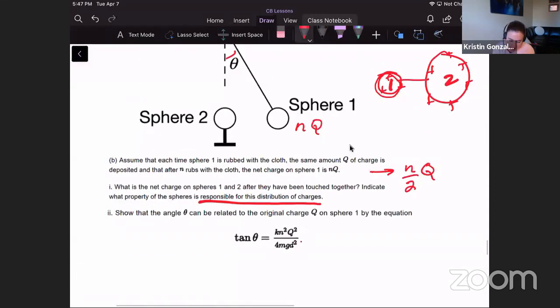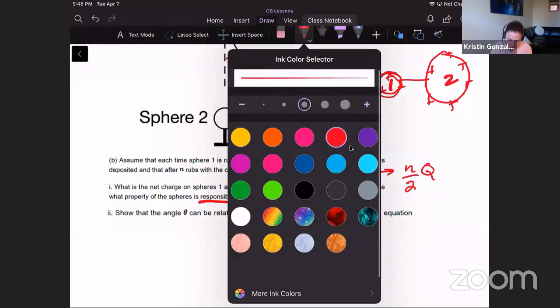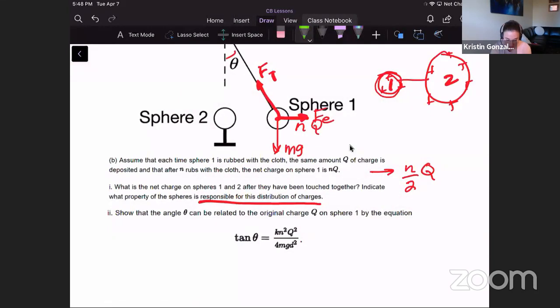So if we look here, that comes back to those forces, right? And if I look at sphere 1, well, there's a force down because it has weight. It has a tension up because of the string. And since these are being repulsed, there's an electrostatic force pushing it away from sphere 2. But once it reaches equilibrium, well, we can look at what those forces would be in relation to each other.